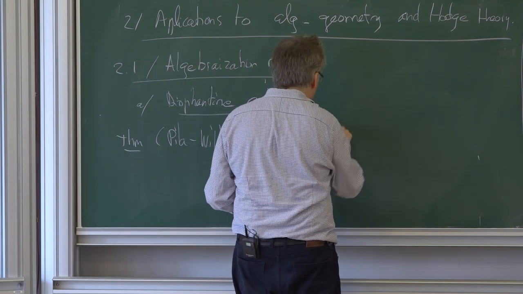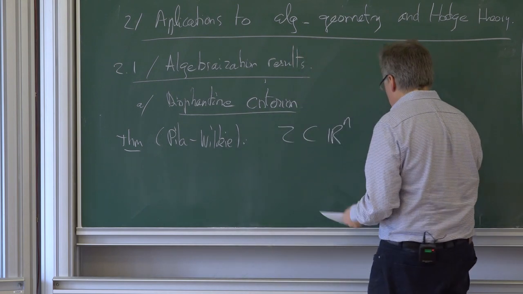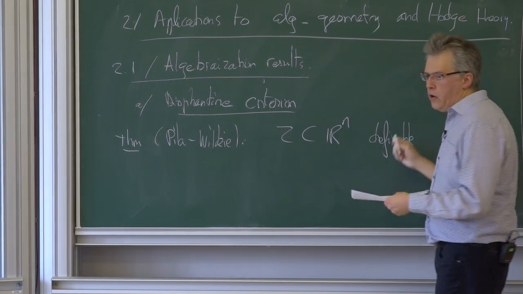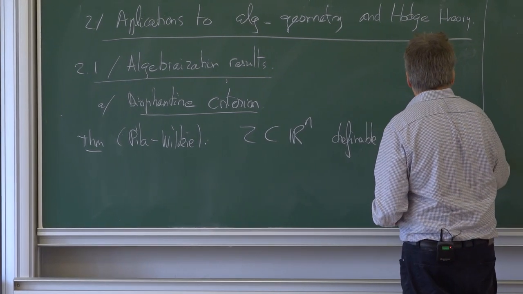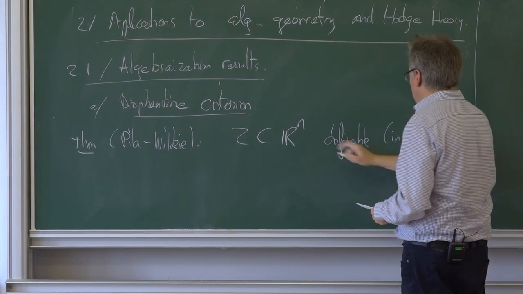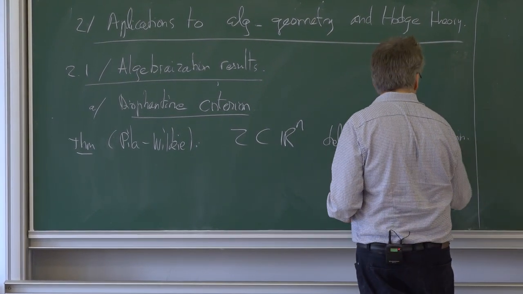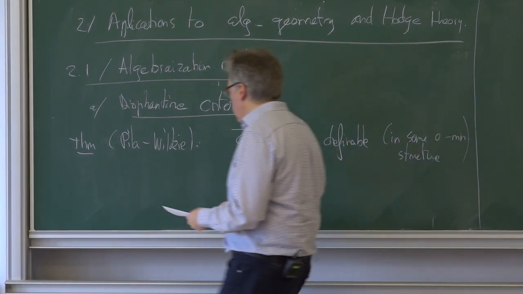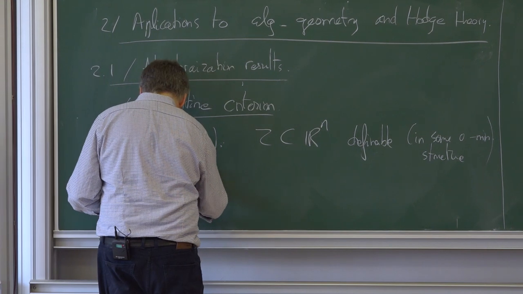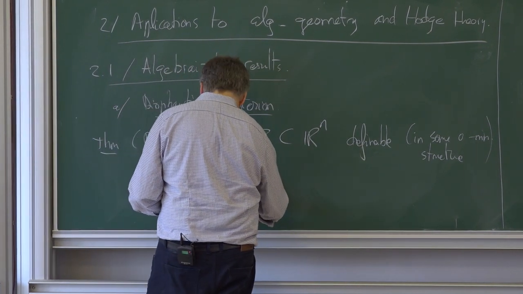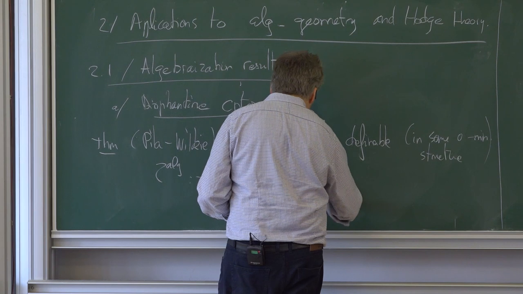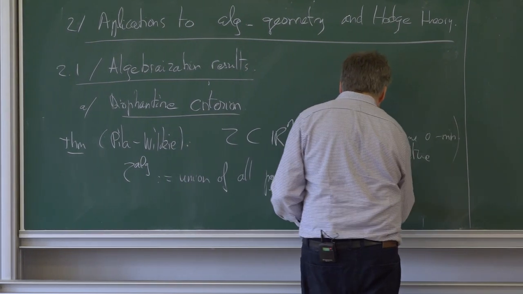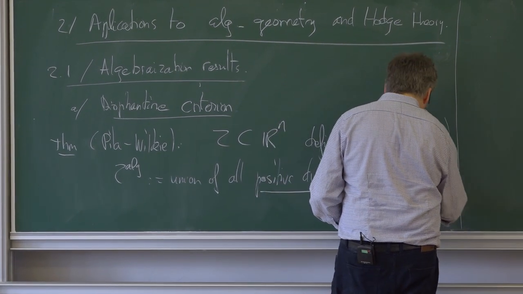Suppose that you start with a subset Z of R^n which is definable in some O-minimal structure. So from now on, let me write it for the last time, definable will always mean definable in some O-minimal structure. Then you consider its algebraic part, Z^alg, which you define as the union of all positive dimensional semi-algebraic sets contained in Z.